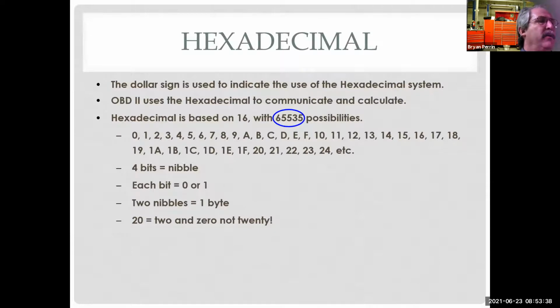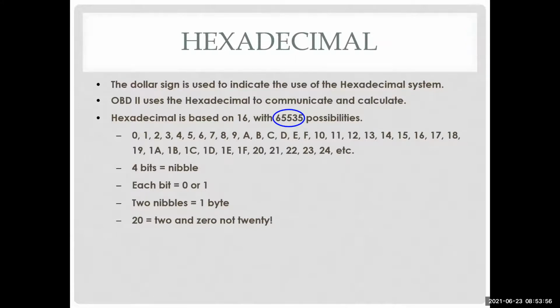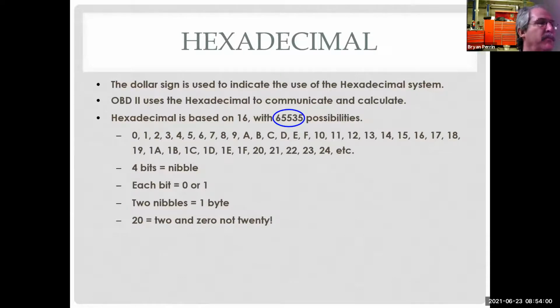So this is how this would work. I've got 0 through 9, then I have A, B, C, D, E, F, then I have 10, 11, 18, 19, 1A, 1B, 1C, 1D, 1E, 1F, and so on. There are 4 bits to a nibble. Each bit is a 1 or a 0. Two nibbles to a byte. And so we look at 20 as 2 and 0, not twenty.